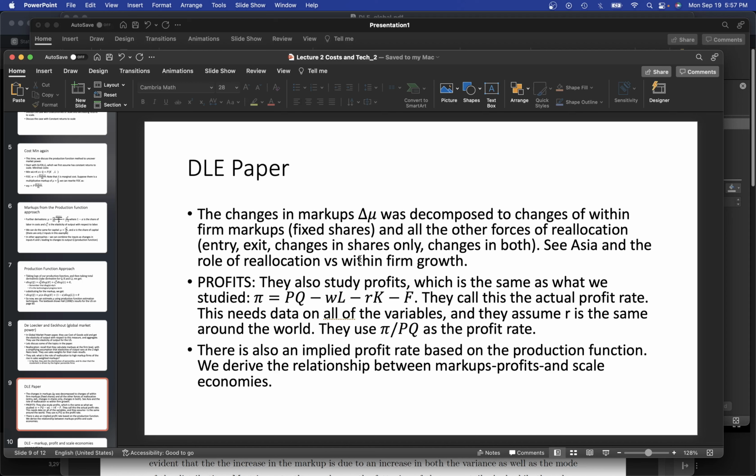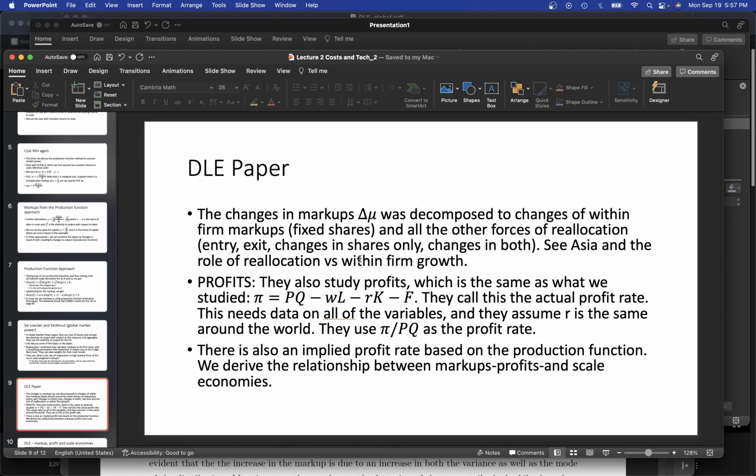So DLE measure a theory-based profit rate and assume V is equal to 1. In the paper, they're able to calculate V, and in the Hall production function method, you're also able to actually estimate V at the same time as markups. So what is the relationship between the profit rate and the mu?